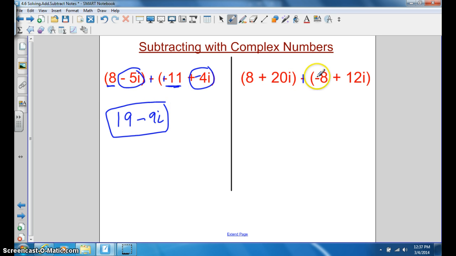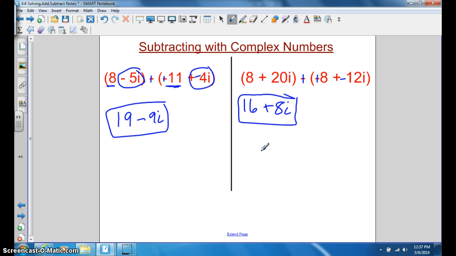And last one, change our signs. So we have 8 plus 8, which is 16, and a 20 minus 12, which is 8. So it's 16 plus 8i.